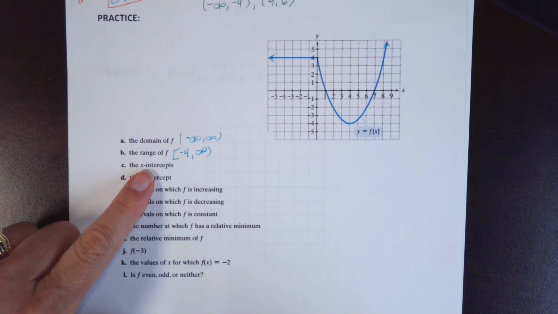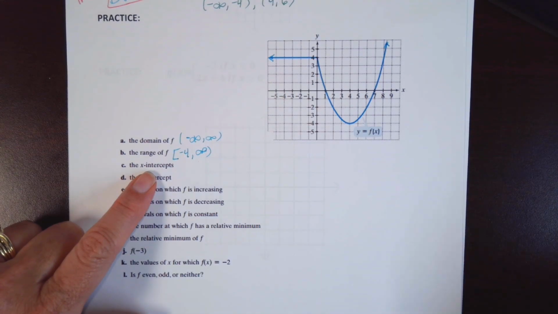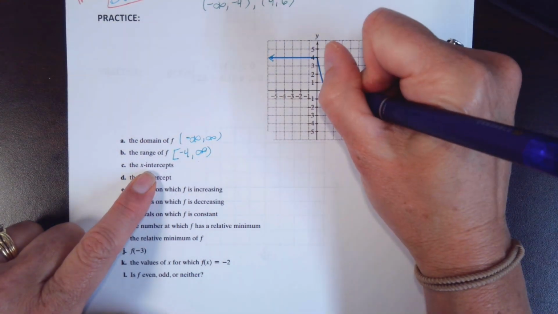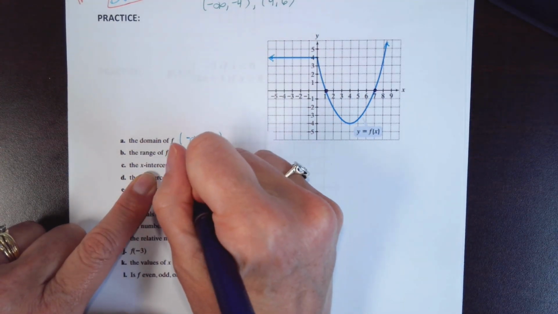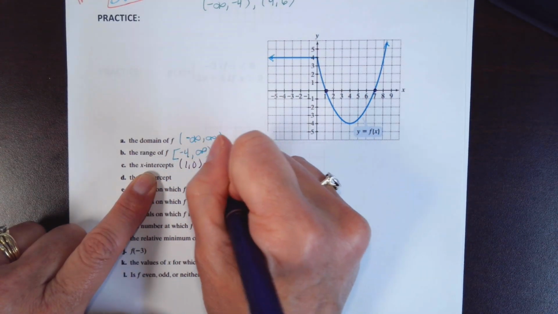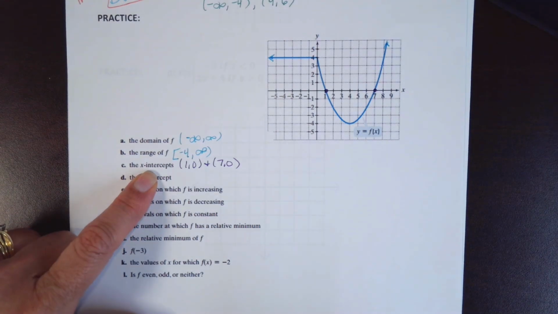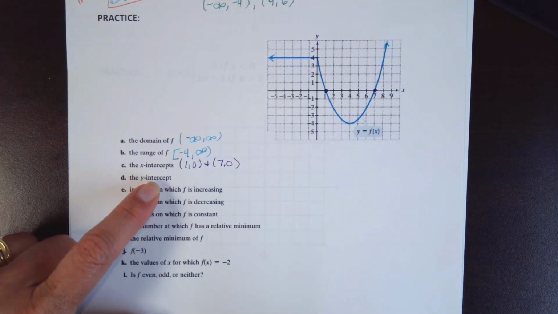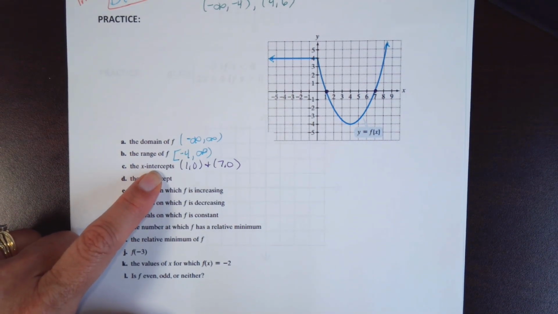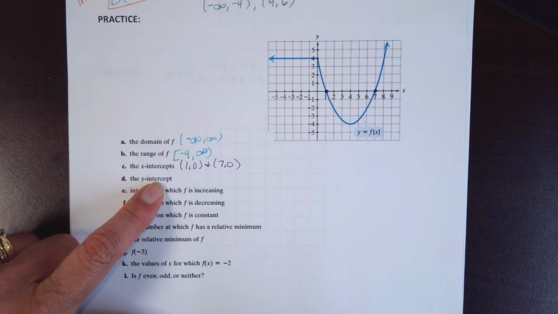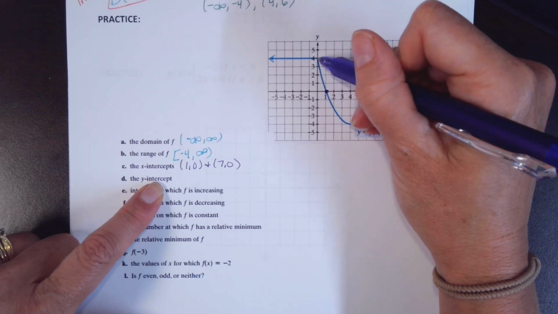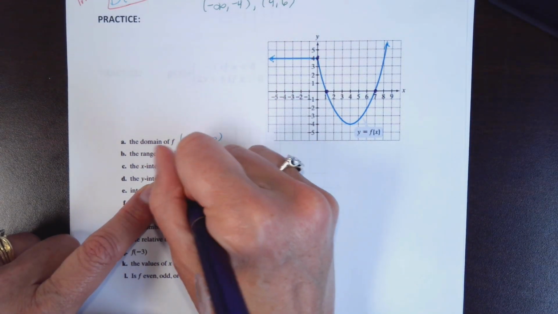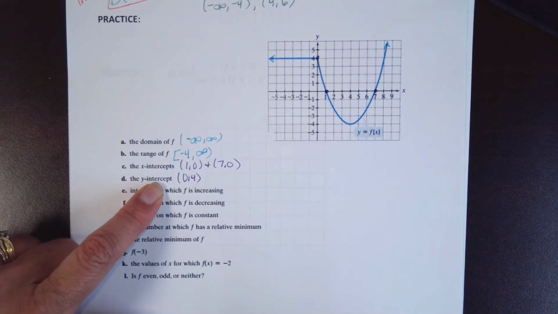Other things that I'm asked for: x-intercepts, that's a good one. X-intercepts, we cross the x-axis here at 1 and 7. I'm going to give those x-intercepts as ordered pairs. X-intercepts happen where y is 0. I can have as many x-intercepts as I want. If it's a function, I will only ever have one y-intercept. Y-intercepts happen where x is 0. There's my y-intercept. X is 0, y is 4.